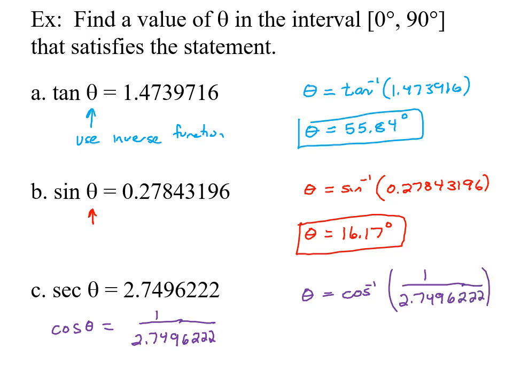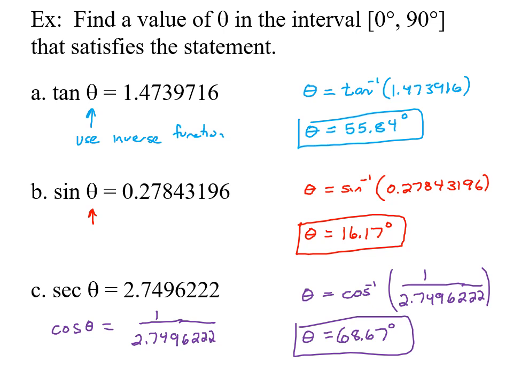Some people make the mistake of doing the 1 divided by in the wrong spot. I'll show you what I mean by that in just a second. But I'll type this in the calculator first. So I'll do secant cosine, open a parentheses, and do 1 divided by 2.7496222. Close the parentheses, hit enter, and I'll get an angle of about 68.67 degrees.